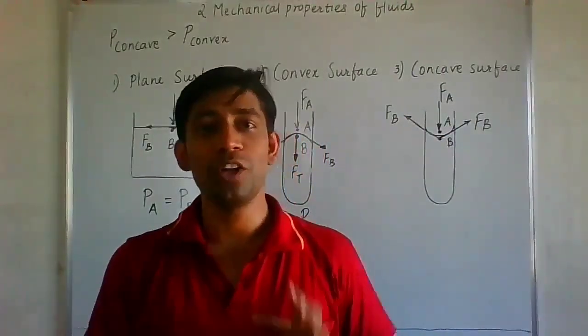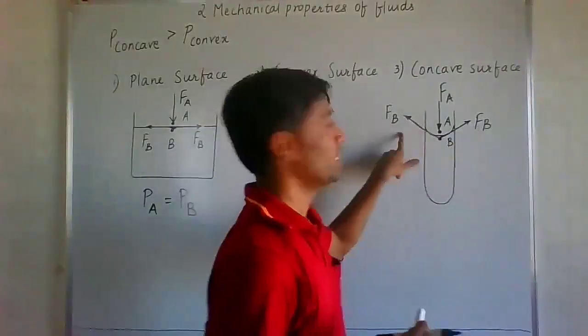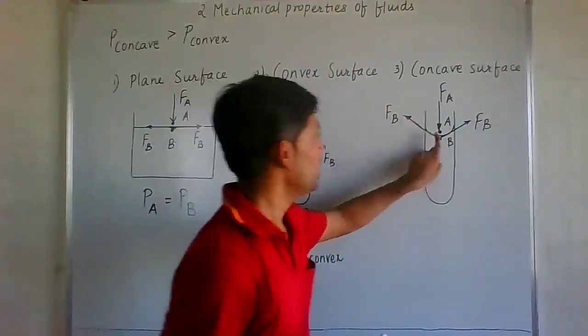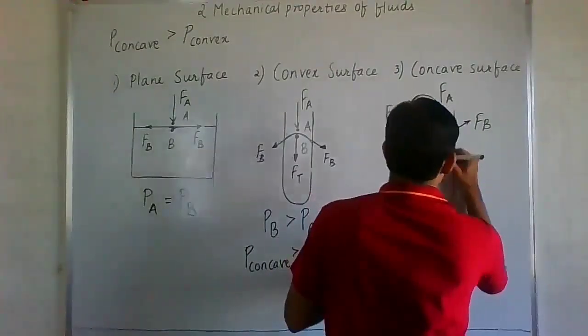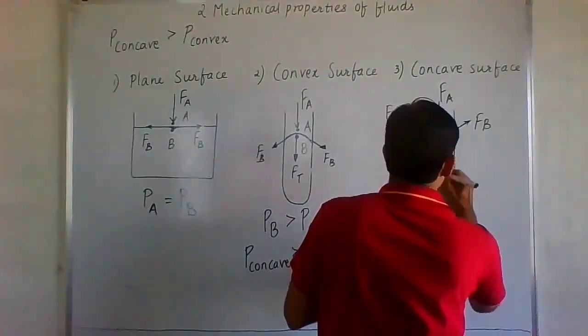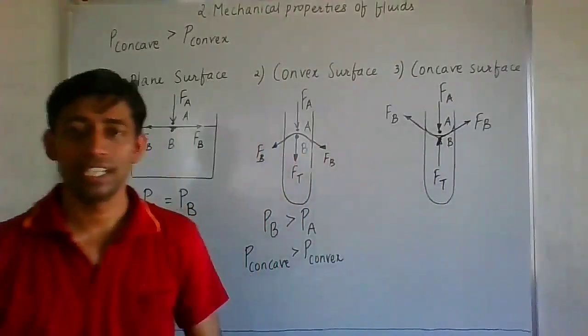Now, if I want to draw the resultant of these two forces, obviously it will be shown this way in upward direction. So I will be showing something like this. This is the resultant. Okay.